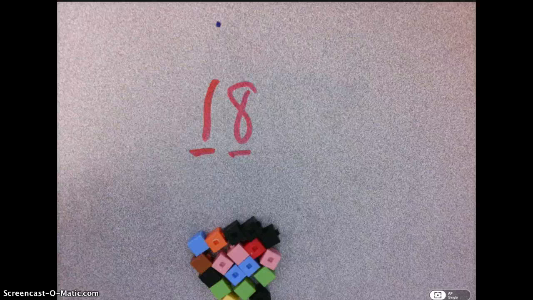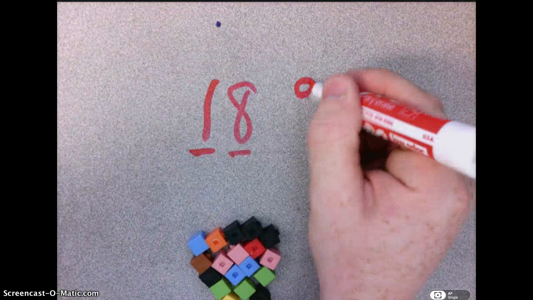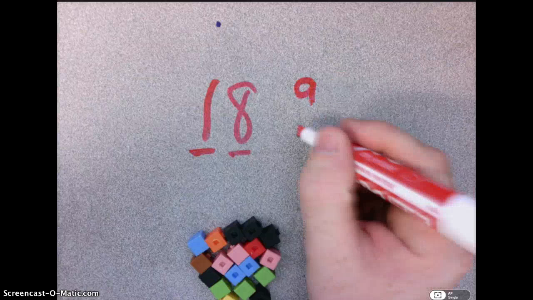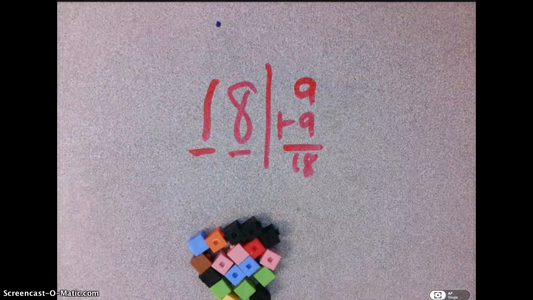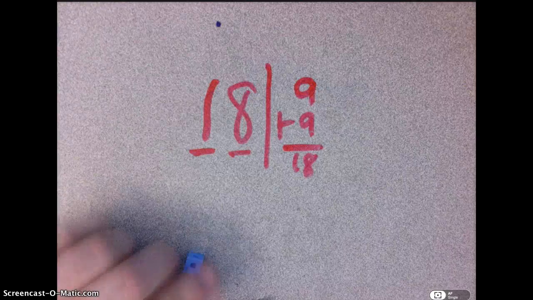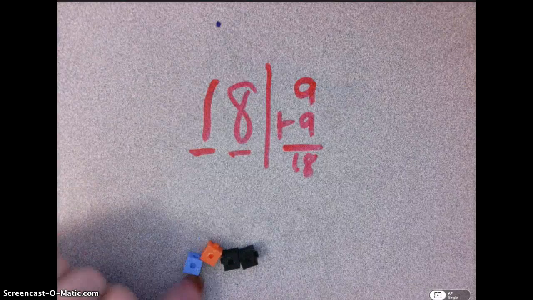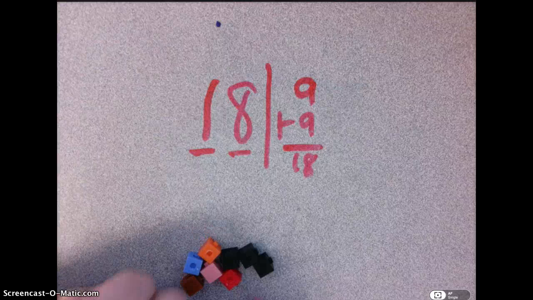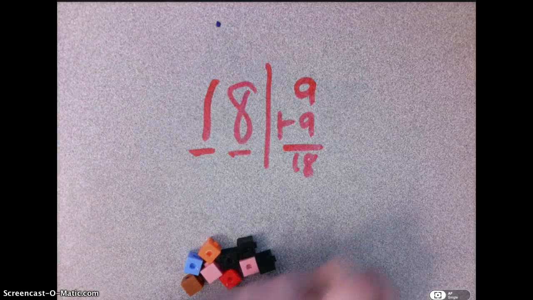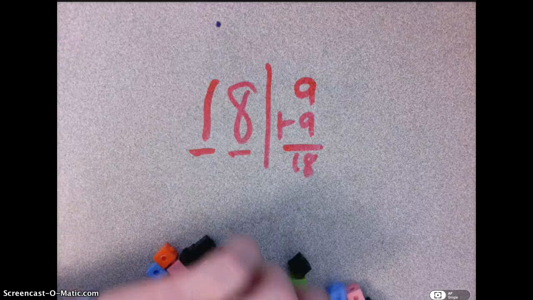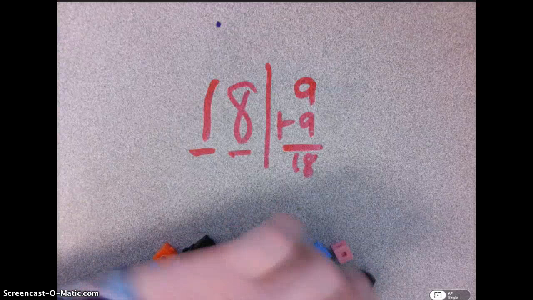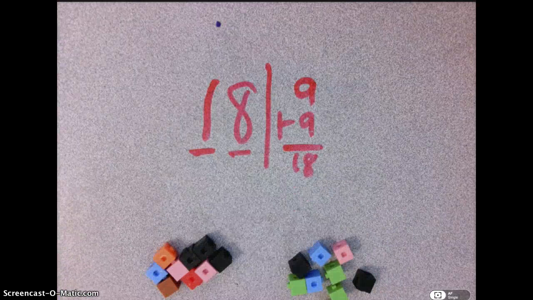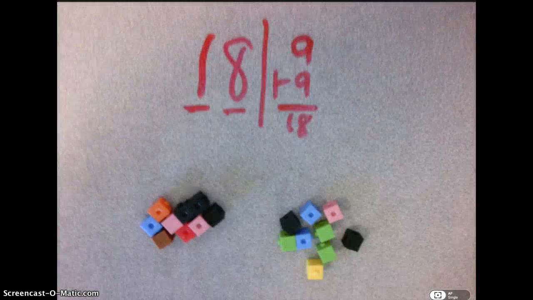9. 9 plus 9 equals 18. So Dylan knows that 9 plus 9 equals 18. So he's saying that I should split it into groups of 9. So I'm going to go 1, 2, 3, 4, 5, 6, 7, 8, 9. And then I should have 1, 2, 3, 4, 5, 6, 7, 8, 9. So there we have 2 even groups of 9.